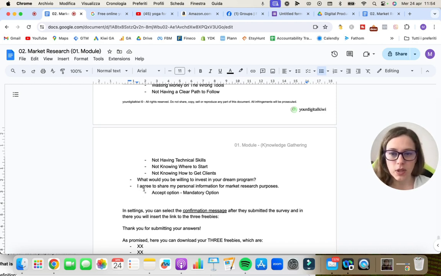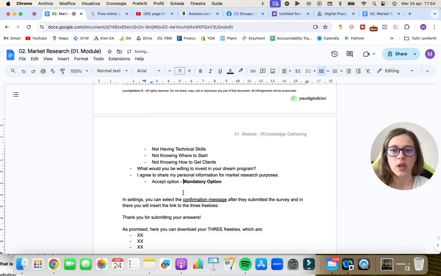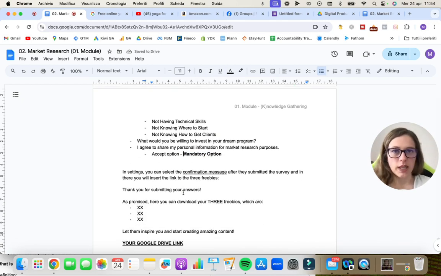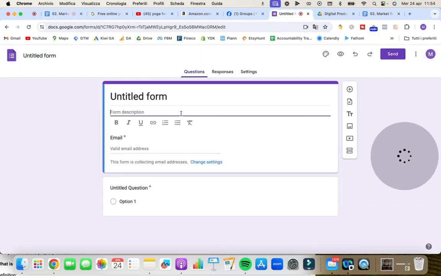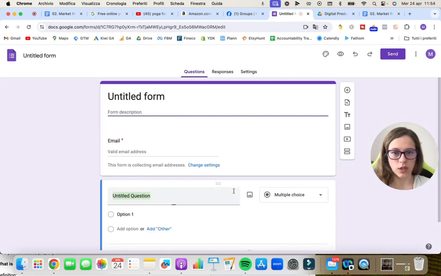And then last but not least, very important, you put this disclaimer. "I agree to share my personal information for market research purposes." Accept option, mandatory option. Make sure to make it mandatory. Okay, then you set up your survey with all the questions.